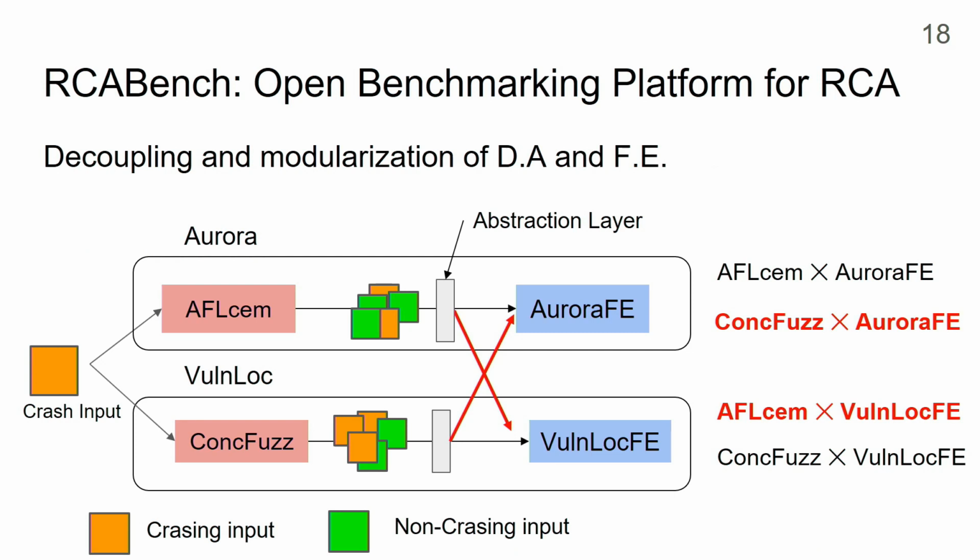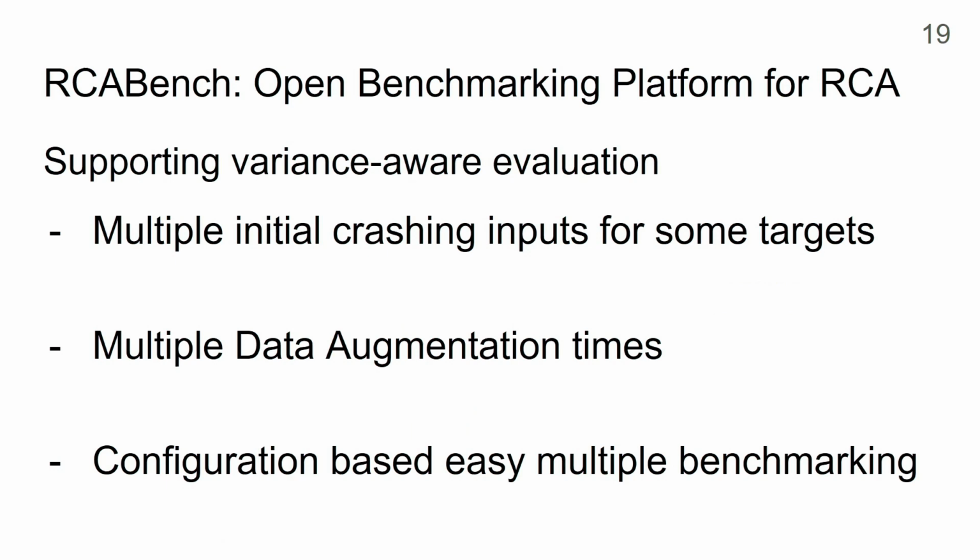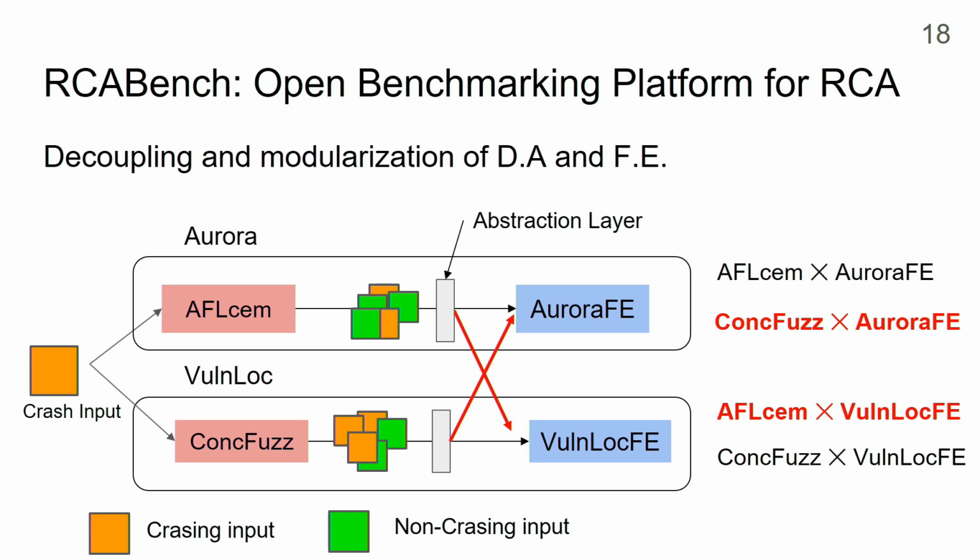The second feature of RCABench is modularization. The current version of RCABench supports two data augmentation methods, AFL-CEM and Conquest, and two feature extraction methods, Aurora FE and Conquest, Brownlock FE. We also implemented an abstraction layer, which allows, for example, Brownlock FE to use the result of AFL-CEM, which enables testing new combinations of data augmentation and feature extraction.